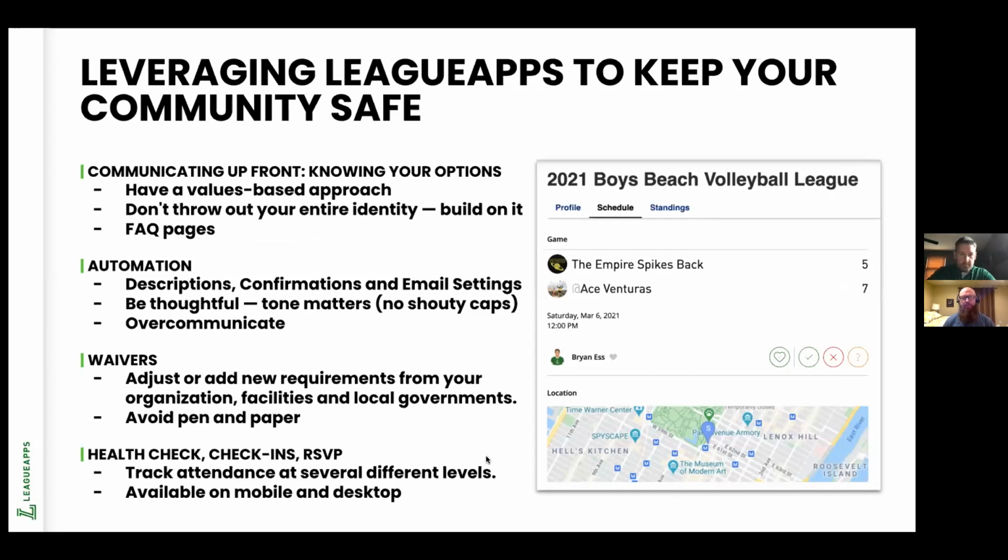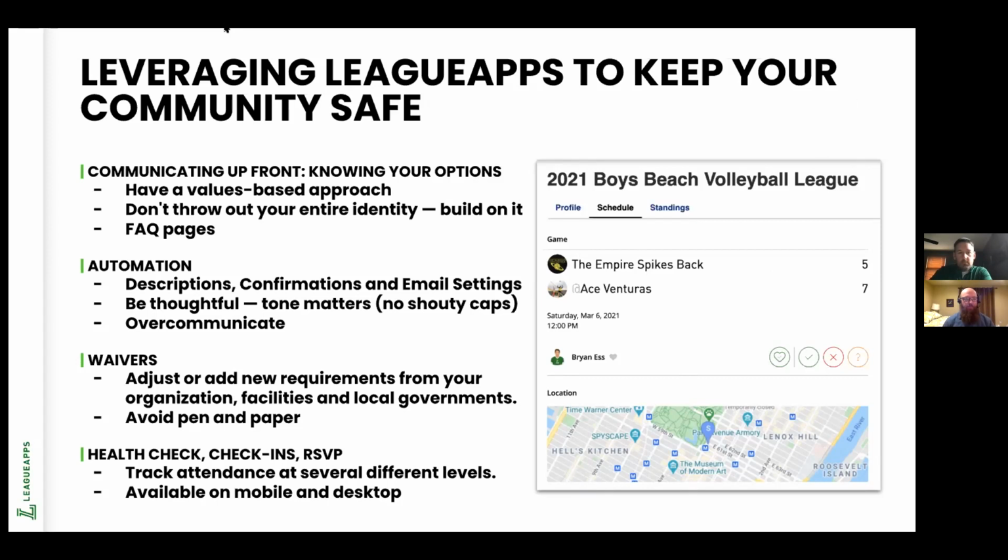Like Nate said, you need to have a good communication strategy. And the best thing here is a values-based approach. Think about what values your organization lives by, and then your communication needs to build on that, essentially. At League Apps, we have what we call our values. If you're curious about them, you can go to our website and find out. But pretty much everything gets pushed through that lens. If we're doing something and it doesn't really fall back on our values, we have to take a step back. So definitely have a values-based approach.